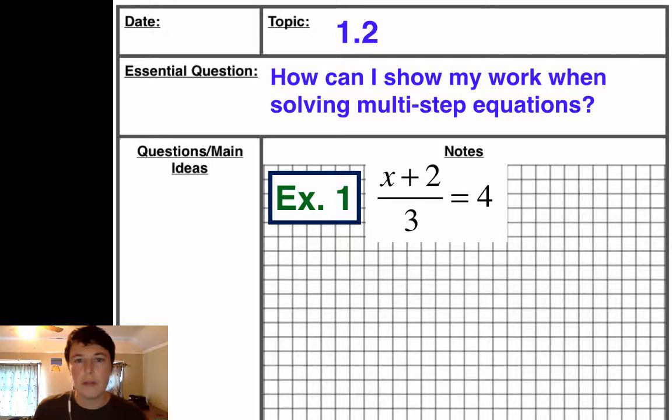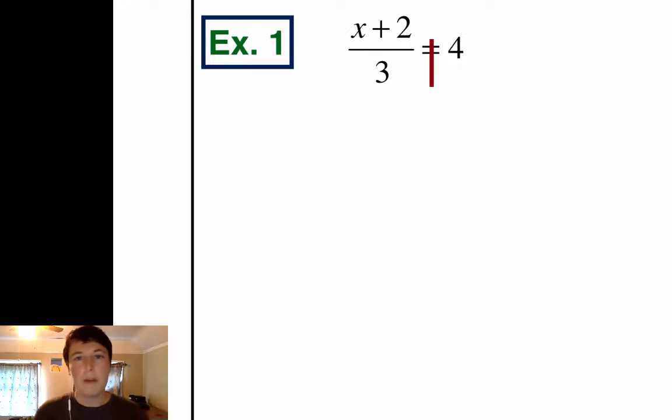Here's what we're going to solve. We're going to solve x plus 2 all over, in a big fraction, 3 equals 4. So x plus 2 over 3 equals 4. Now I'm going to give myself some more room to do this problem, and I'm going to put a line down the equal sign. And our goal is to get x all by itself. But we can't do that until we move the 3 and the 2.